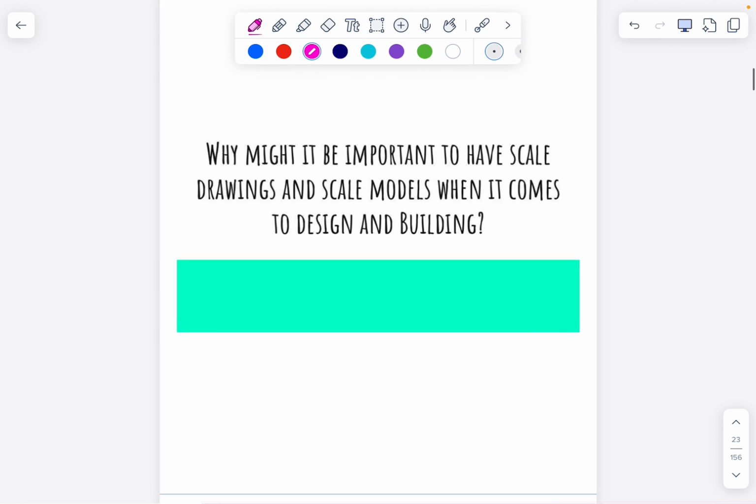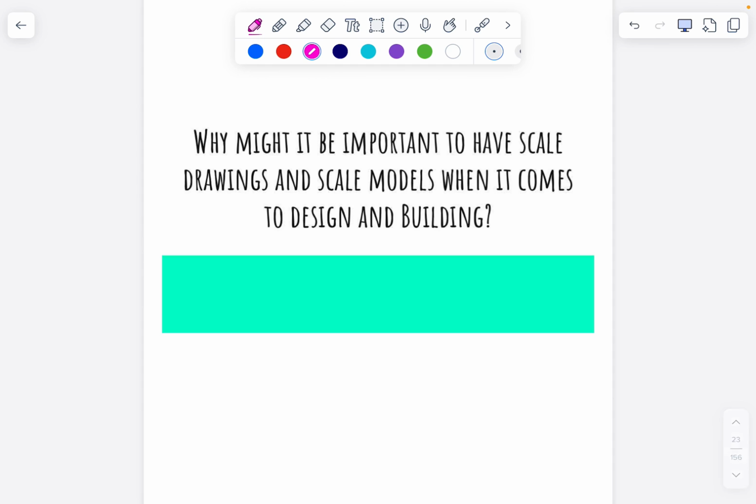Okay, again, here's another application of this. So why might it be important to have scale drawings and models when it comes to design and building? So thinking of blueprints, architectural plans, those kind of things. Maybe it's even just a design on your own paper at home to make something. Why is that important? Think about it for a second.